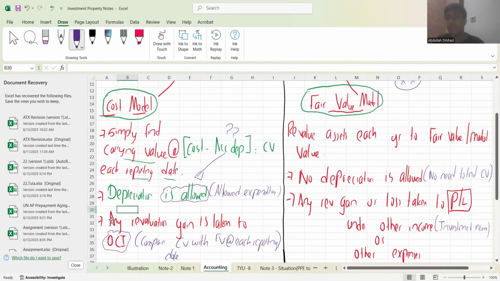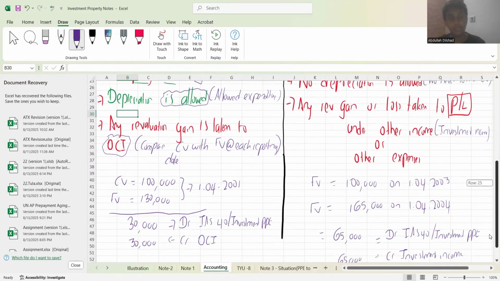So this is what happens in terms of cost model. Every year, you will be calculating your carrying value, right? Depreciation will be an allowed expenditure. Why? Because to find out carrying value, you need accumulated depreciation. So depreciation is an allowed expenditure, right? And at each reporting date, if there is any gain or loss in terms of revaluation, that gain or loss will be transferred to your other comprehensive income, right? These are the three steps that you are supposed to do in terms of a cost model, right?